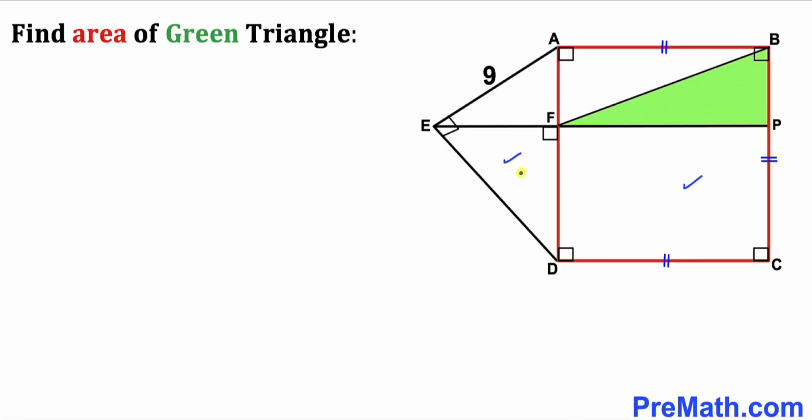In this video, we have got this red square along with this right triangle AED, as you can see in this diagram, such that this EF is the perpendicular and this side length AE is 9 units. And now we are going to calculate the area of this green shaded triangle BPF.